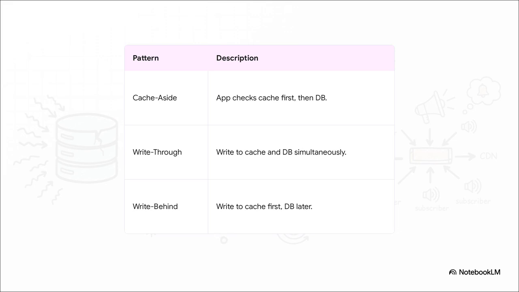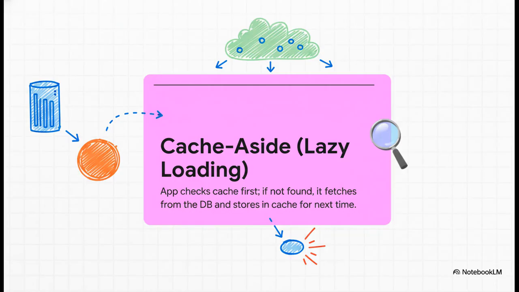Now, it's not a one-size-fits-all deal. There isn't just one way to do caching. Depending on what you care about most, maybe it's read speed, maybe it's making sure your data is always consistent, you're going to use different patterns. You've got cache aside, write through, and write behind, just to name a few. So let's zoom in on the one you'll see most often, cache aside.